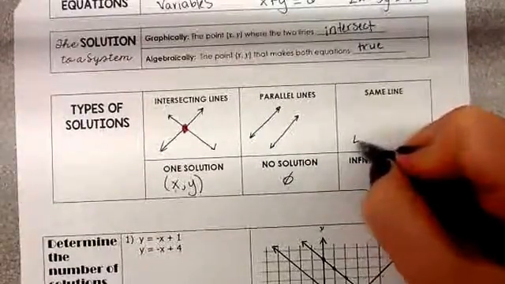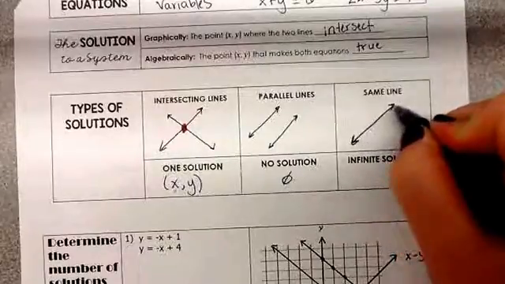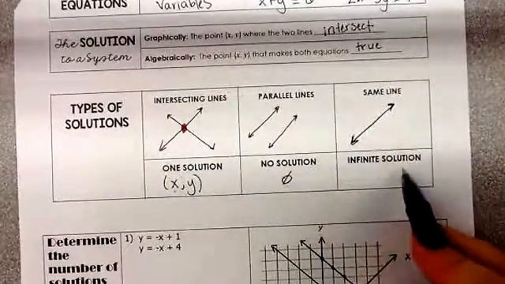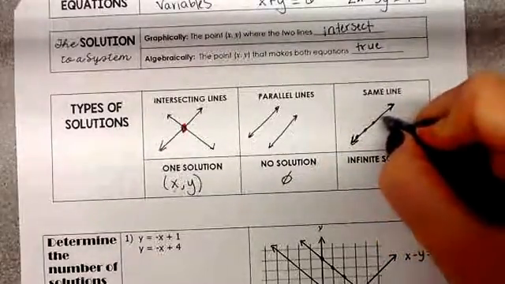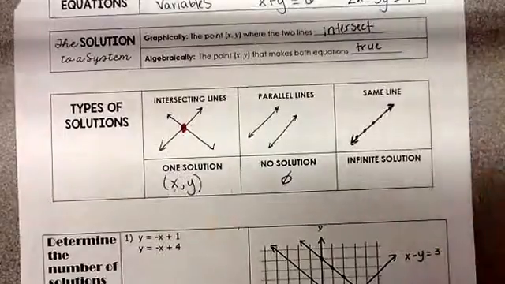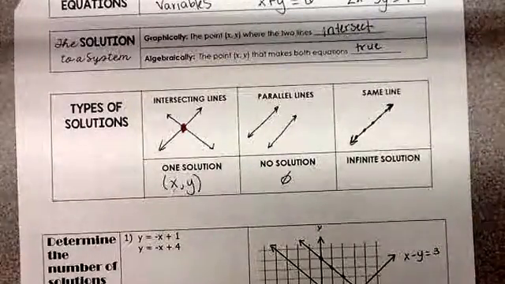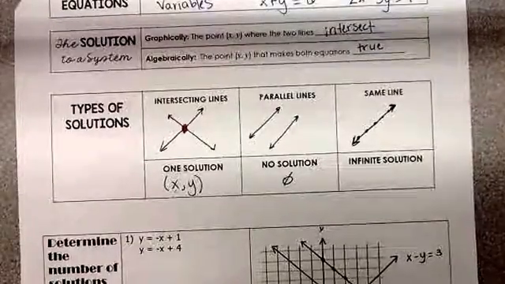And then we can graph and have the same line. So if I graph the first one and then I graph the second one, they're exactly the same. Infinite solutions. That means every point on the line is a solution. All of those values work. So this would have infinite solutions because they overlap. Anywhere on the line would be a match.